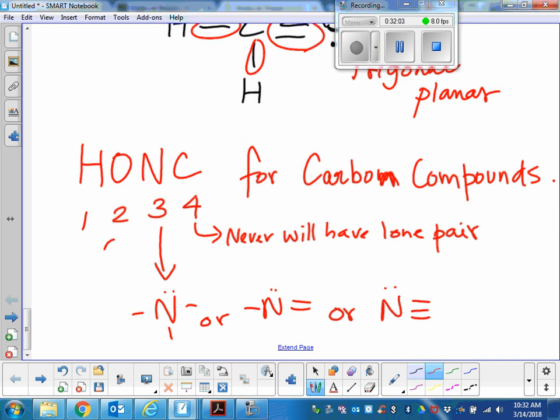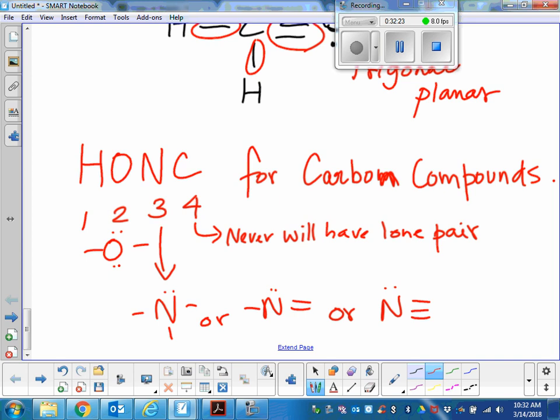Oxygen will make only 2 bonds, which means how many lone pairs on oxygen? 2. It can be in 2 different directions, or it can be a double bond. Hydrogen will have only a bond pair, no lone pairs. Does that make sense? Okay?